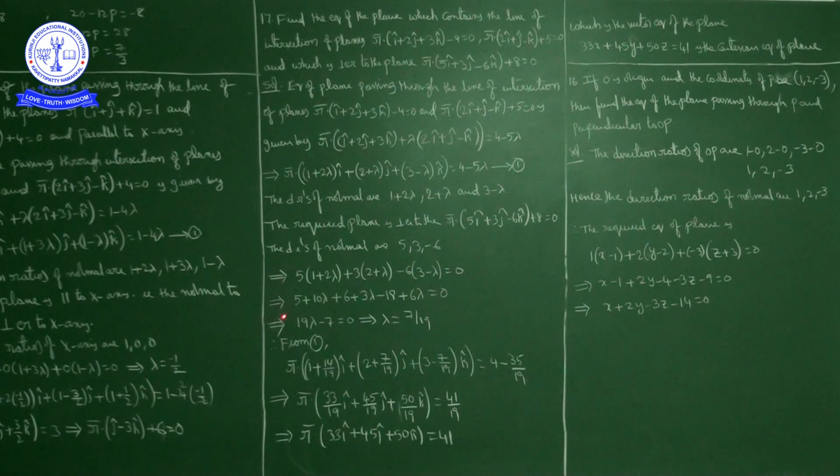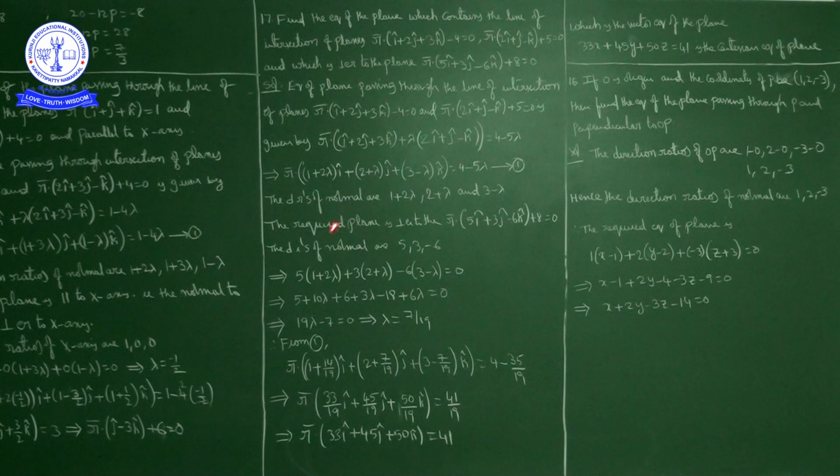So after simplification, what did we get? 19 lambda minus 7 equal to 0, nothing but lambda value is 7 upon 19. Now substitute this lambda value 7 upon 19 in equation 1. We get the required equation of plane.